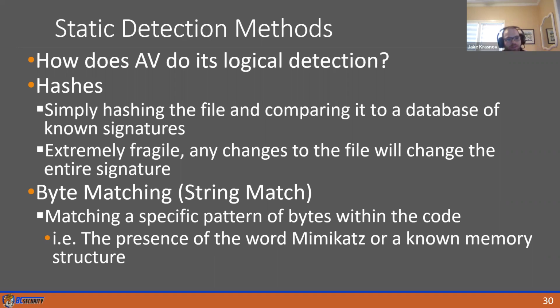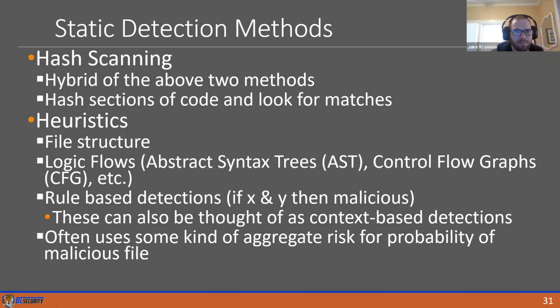Byte matching is another interesting one. They say, we know this sequence of bytes is malicious, like someone trying to patch AMSI, and they look through the whole file to determine if that series of bytes is contained anywhere in it. This is where you get some of your keyword detections, like Mimikatz, or potentially known object structures. But the problem with byte scanning is it's slow. You're trying to find an exact match.